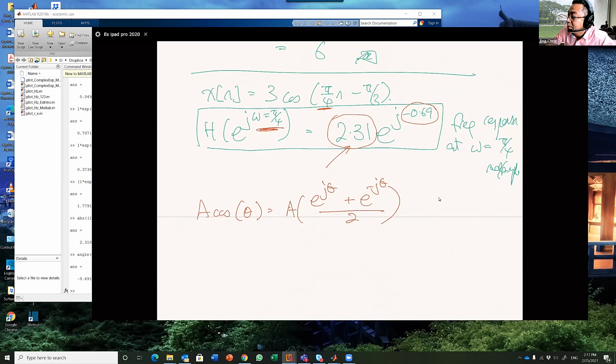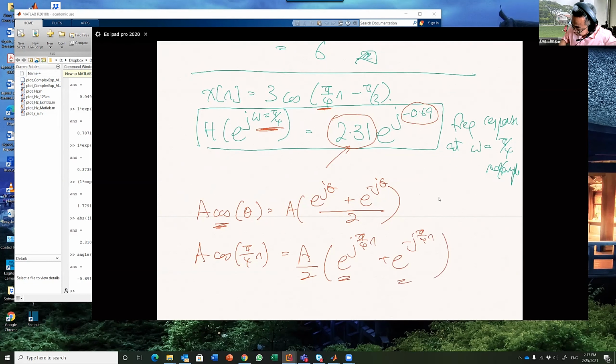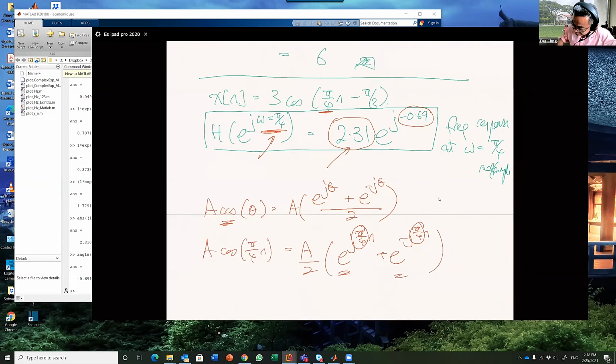Somebody type in the chat for me, please. Or do you want me to explain this? Anybody? Okay. So you realize that a cosine is made up of 2 complex exponentials, one at positive frequency pi over 4, one at negative frequency pi over 4. Here we are only playing with the complex exponential at positive frequency pi over 4, but for cosine, it's very easy.